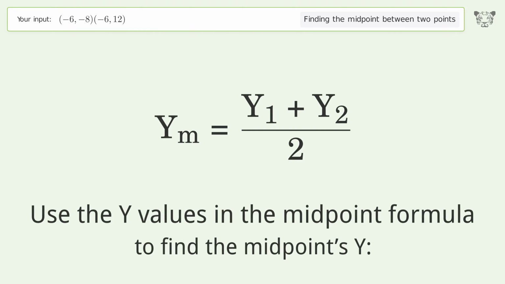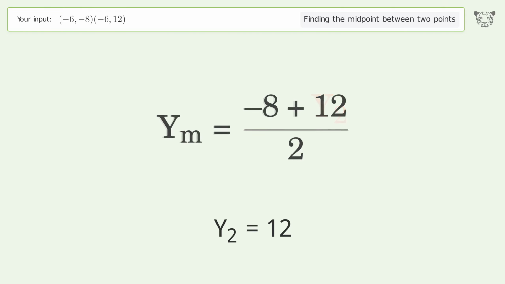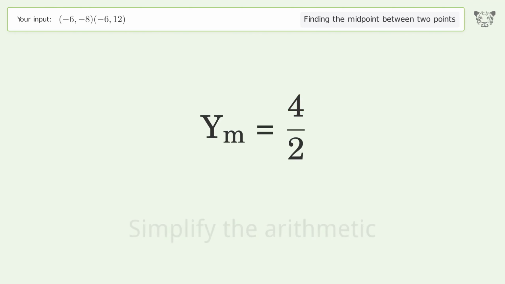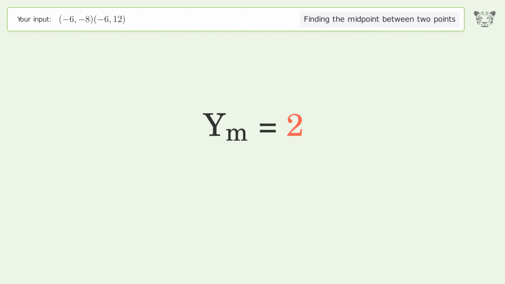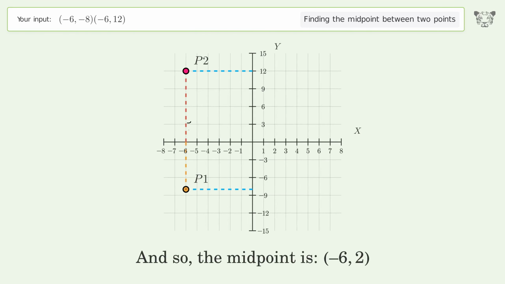Use the y values in the midpoint formula to find the midpoint's y. y1 equals -8. y2 equals 12. Simplify the arithmetic. And so, the midpoint is -6, 2.